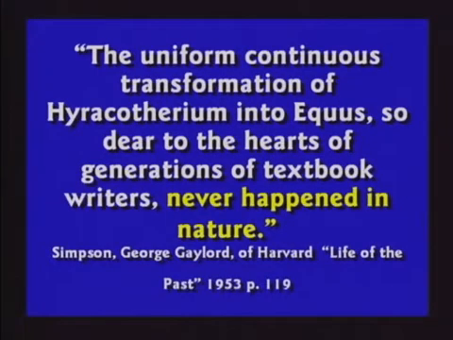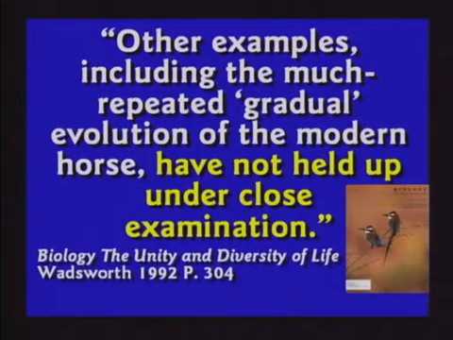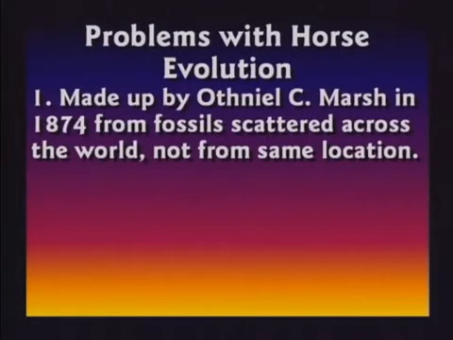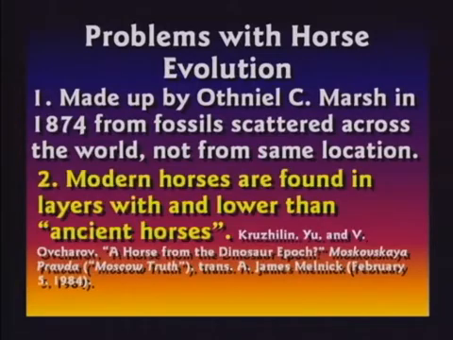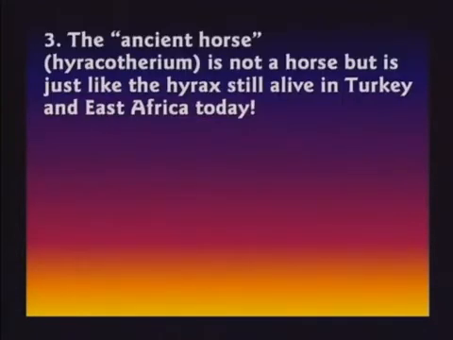They say this example of the horse evolution has not held up under close examination. Othniel Marsh made up this whole idea in 1874. He wanted to provide evidence for Darwin's theory. He picked animals from all over the world and put them in an order he thought they would look good. It's imagination. Modern horses have been found in the same layers and lower than the so-called ancient horse. The ancient horse is not a horse at all. It's a Hyracotherium. It's like the hyrax, still alive in Turkey and East Africa today.